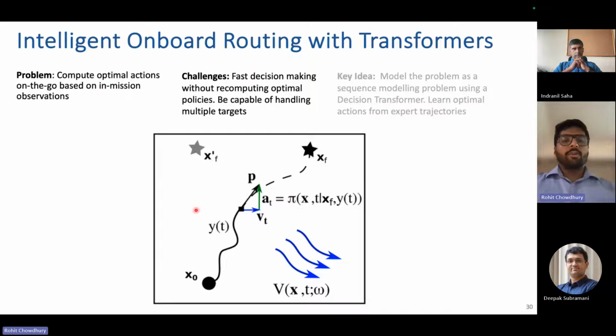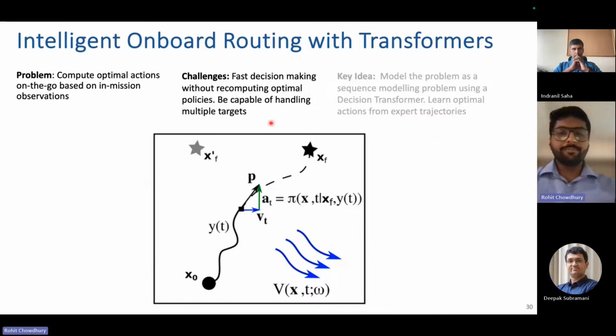So the problem at hand is as follows. The agent has to go from x0 to xf in the presence of a velocity field once again. But now, at any given point of time t, the agent must predict the optimal action at, conditioned on the fact that it has already traversed this YT already. So essentially, it has to make optimal actions on the go based on in-mission measurements that are encoded in the historical trajectory YT. The challenge here is that since it is onboard routing, the decision making has to be fast. And we also want our agent to be able to handle multiple targets, but maybe I'll not talk about the multiple targets today.